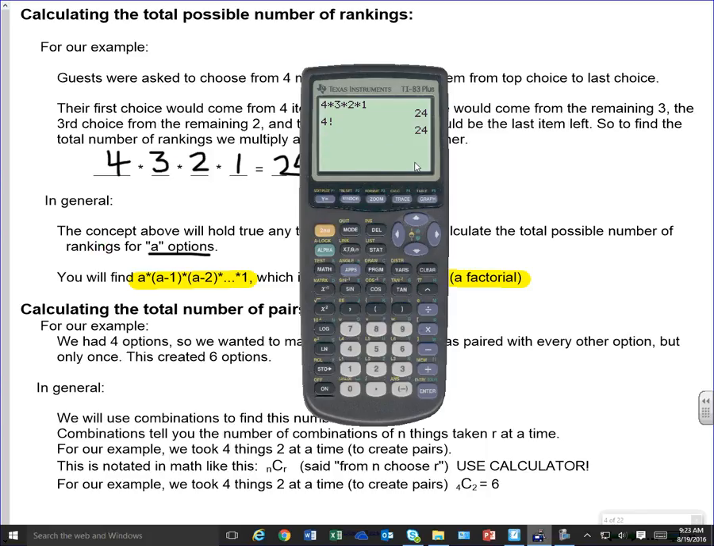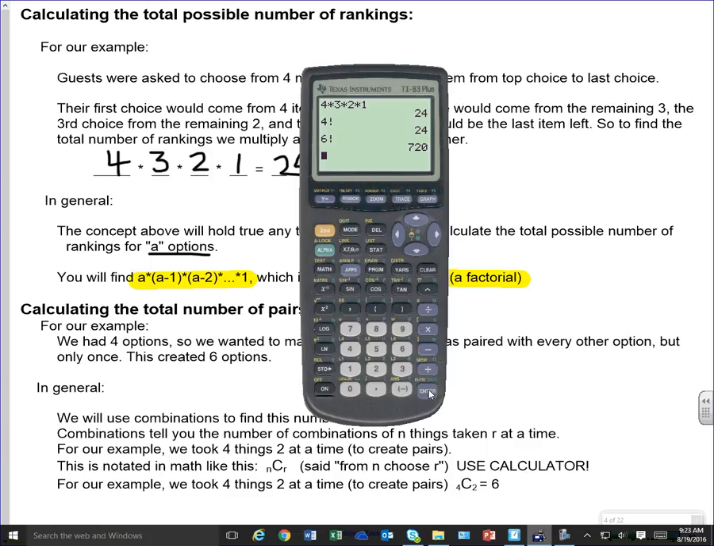So we use this to find the total possible number of rankings. So if you have a problem that says you have 6 options, how many possible rankings are there? You're going to do 6 factorial, right? So go to 6, math, factorial. And you get 720 possible rankings.